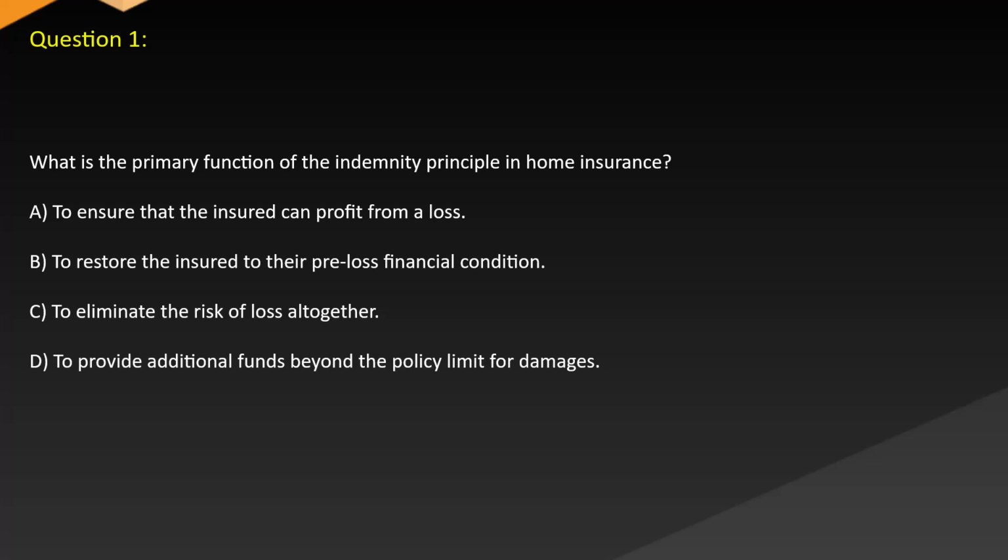Question 1. What is the primary function of the indemnity principle in home insurance? A. To ensure that the insured can profit from a loss. B. To restore the insured to their pre-loss financial condition. C. To eliminate the risk of loss altogether. D. To provide additional funds beyond the policy limit for damages.